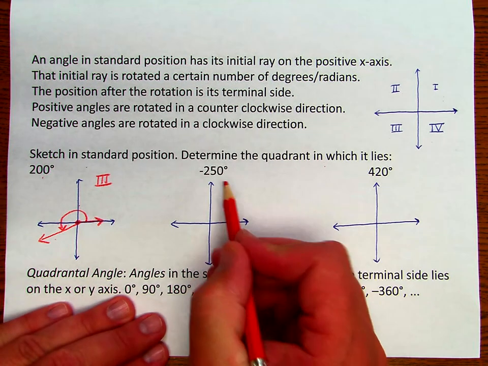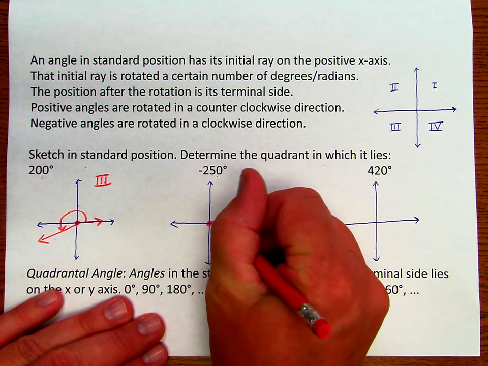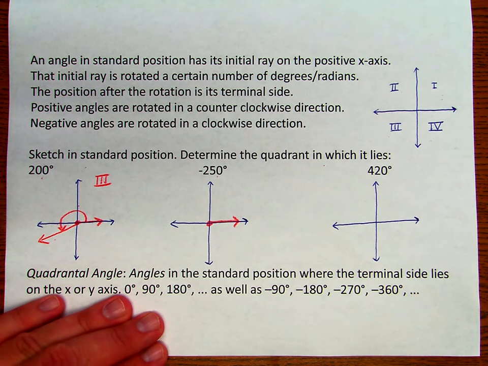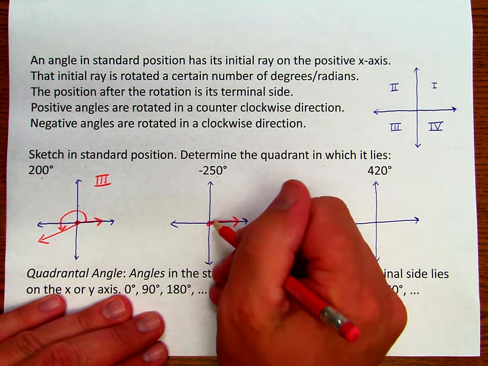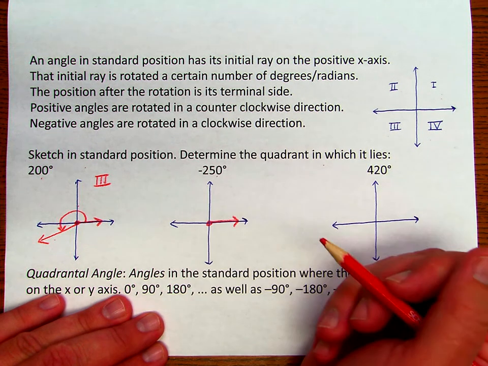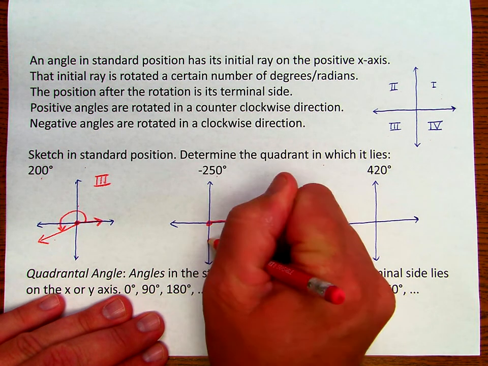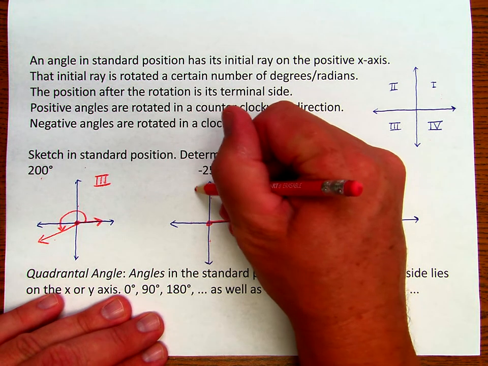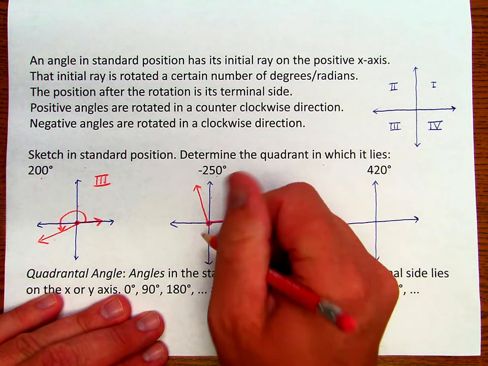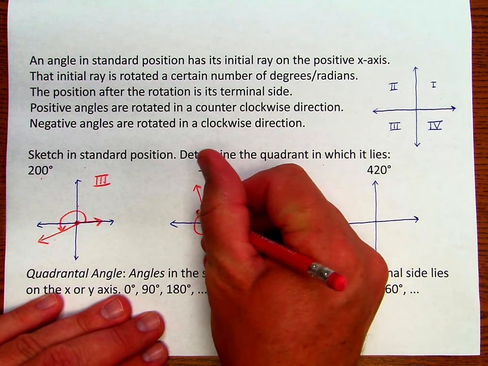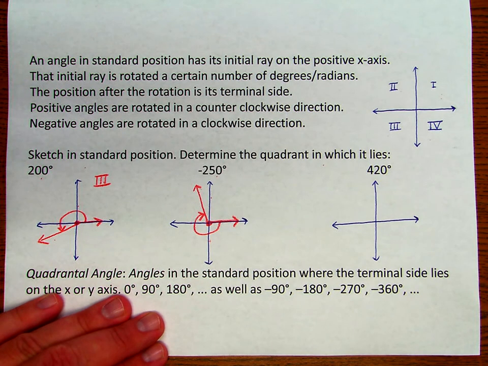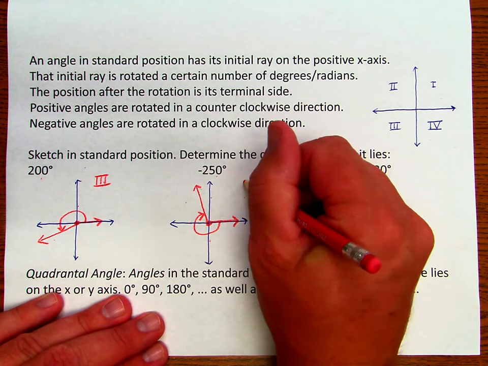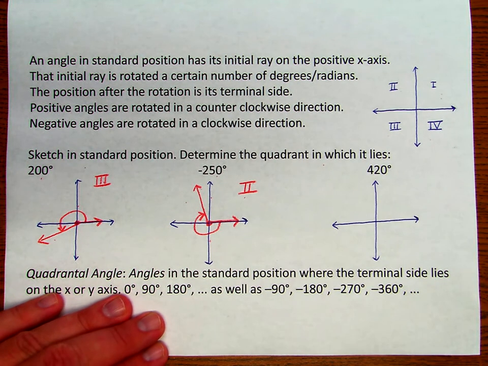Next example. Negative 250. Standard position, we are starting with the initial ray as the positive x-axis. We are rotating around in a negative direction. So negative 90, negative 180, that would be negative 270. So we didn't quite reach there. Going to draw a little swirly to show which way it goes, like that. Quadrant 1, quadrant 2. So negative 250 is a second quadrant angle, because the terminal side lands in the second quadrant.